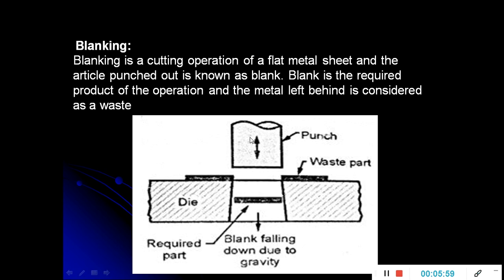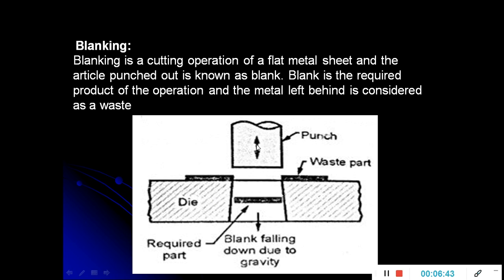Now coming to the very first one, known as the blanking operation. Blanking is the cutting operation in which the article punched out of the sheet metal is known as a blank. The material which is separated from the sheet metal is known as a blank, and this blank is the required part. Try to understand. Blanking is a cutting operation on a flat metal sheet, and the article punched out is known as a blank. The blank is the required product of the operation, and the metal left behind is considered waste.